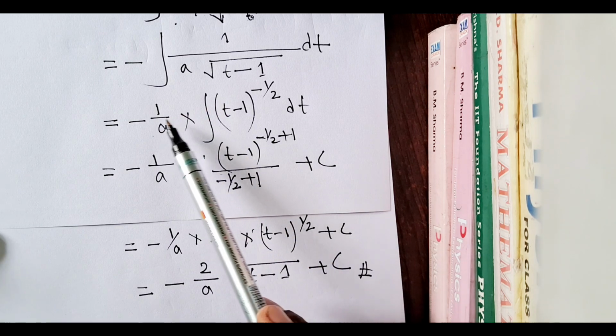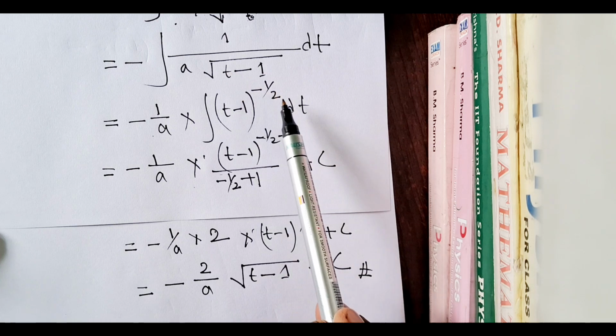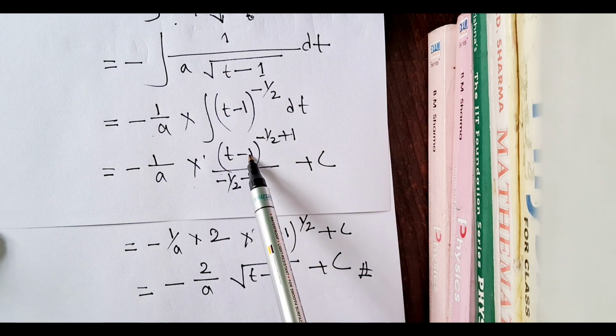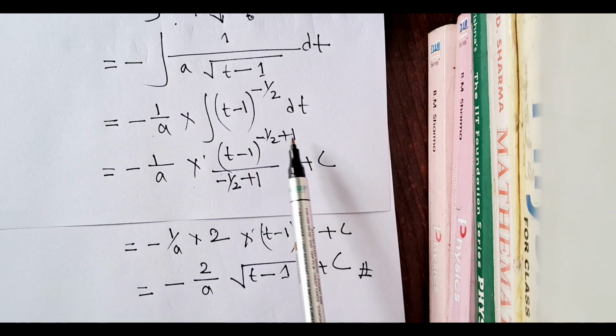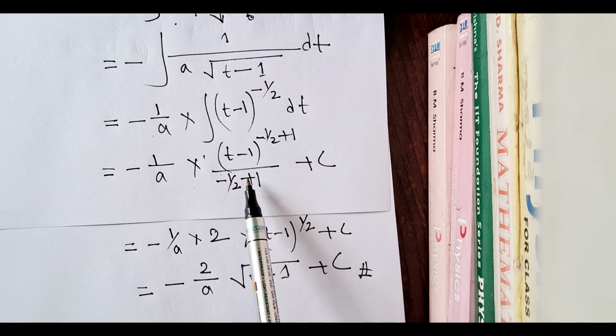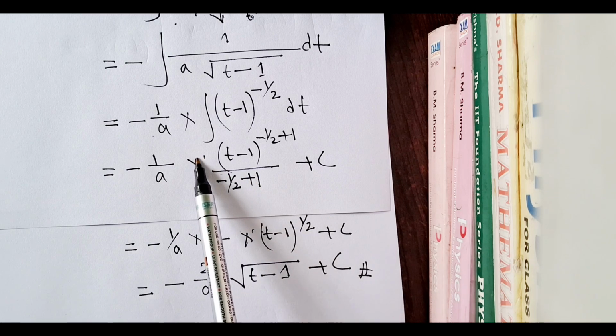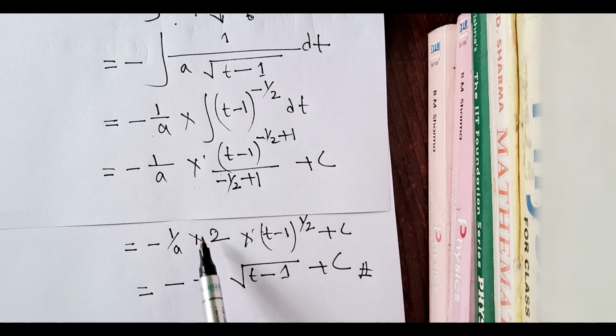Let me repeat the steps. Here minus 1 by a into t minus 1 whole to the power minus half. In exponential form we have written dt. And integration of this, known to us, t minus 1 whole to the power minus half plus 1 by minus half plus 1. And then if you simplify this, it is 1 minus half, 1 by 2, in the denominator, so in the numerator it will come as 2. So directly I have written 2. So that's it, minus 2 by a, and t minus 1 whole to the power half can be written as under root of t minus 1 plus c. This is the solution of question number 3.